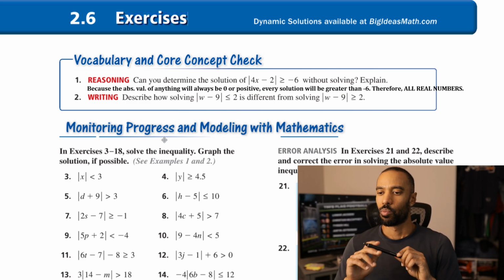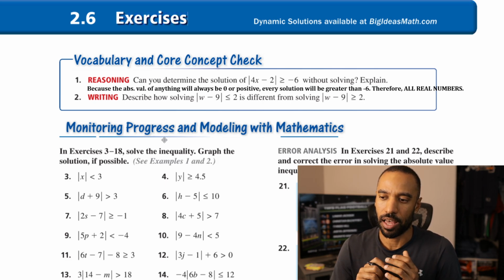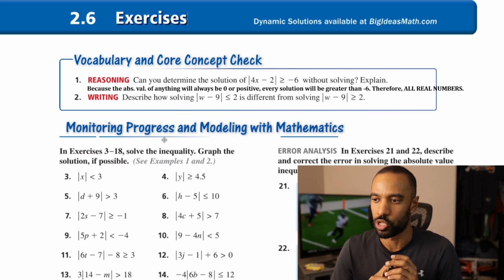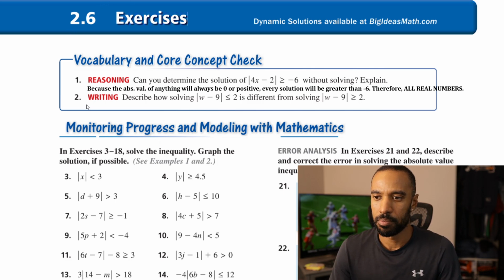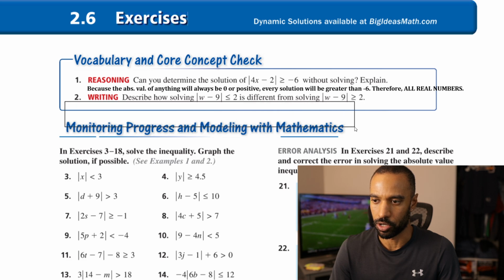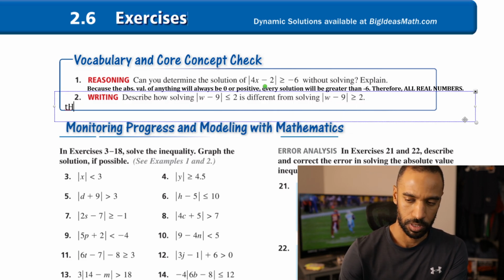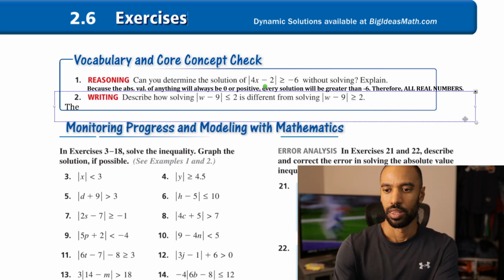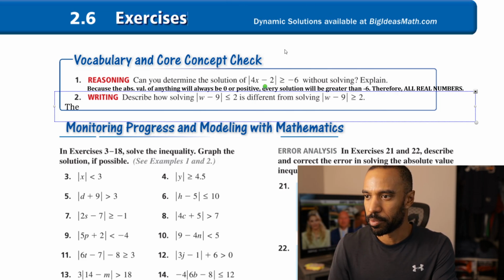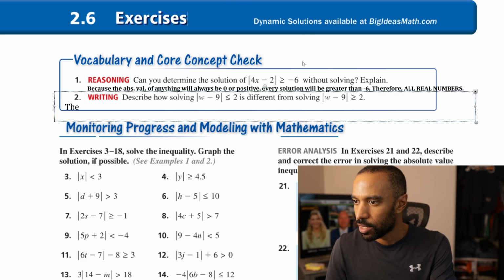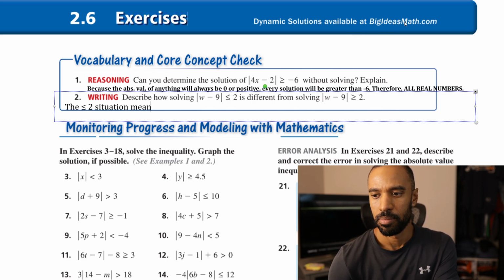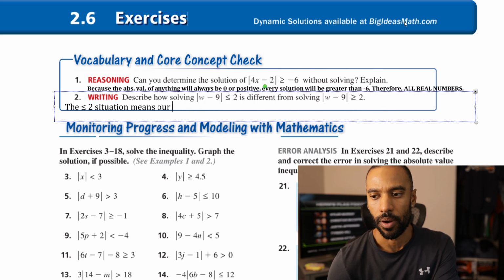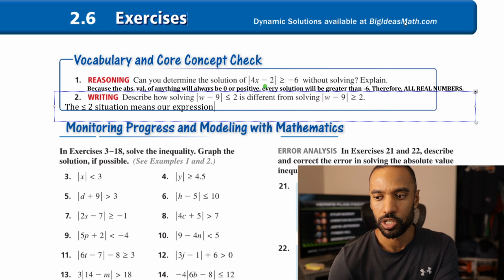Number 2, writing, describe how solving absolute value of w minus 9 is less than or equal to 2 is different from solving absolute value of w minus 9 is greater than or equal to 2. The idea is the split condition of what you're doing. The less than or equal to 2 situation means our expression needs to be within 2 units of 0.